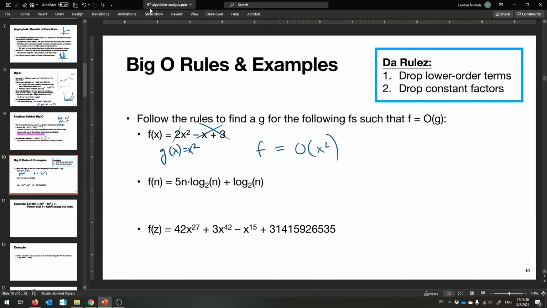So we have to follow the rules, though. We need to find the c and the n naught, okay? G of x is this. What's c? What's n naught? So what's the constant factor that we multiply g of x by? Let's just pretend it's 3, and then let's find our n naught such that 3x squared is bigger than this original function. Okay? So here we go.